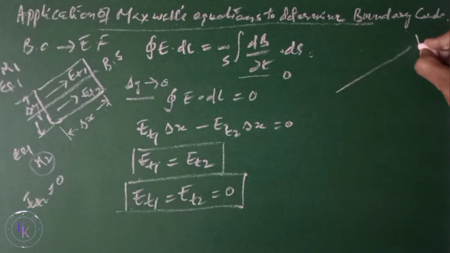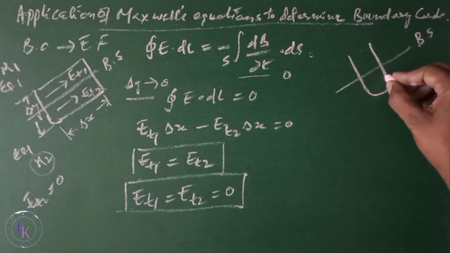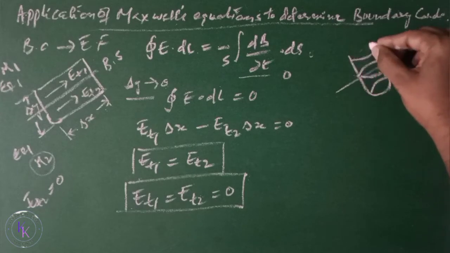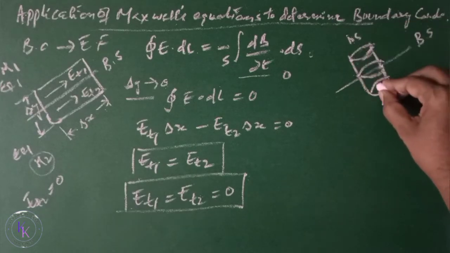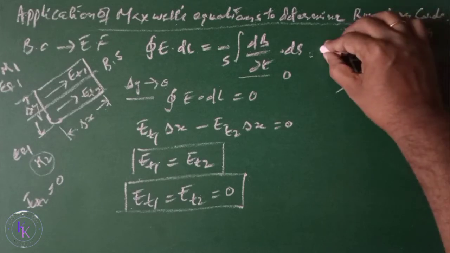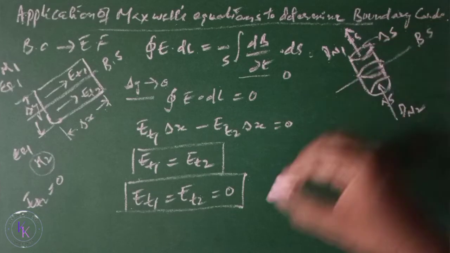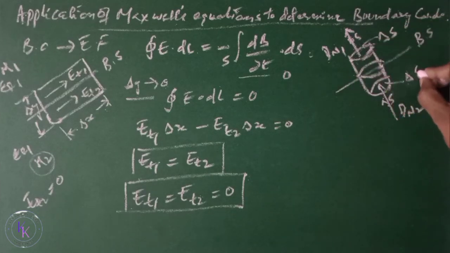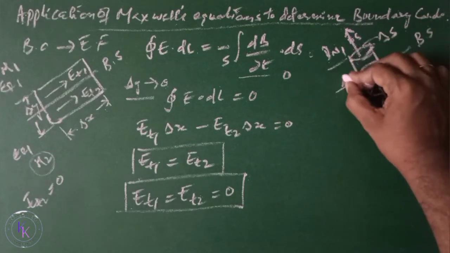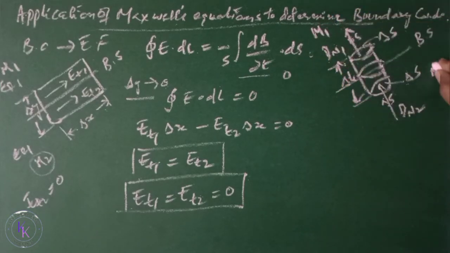Let this be our boundary surface. Now consider a small cylindrical Gaussian surface. This is dN2 and this is our dN1, so that this is delta S and this is also delta S, and the height of the cylinder is delta H. So this is medium 1 and this is medium 2.